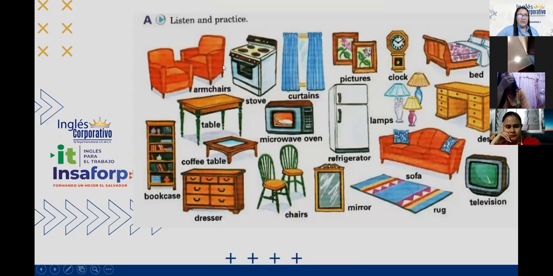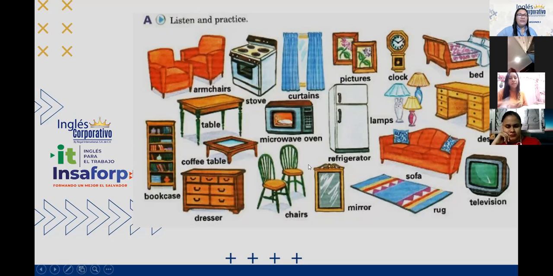So the vocabulary: armchairs, the stove, curtains, pictures, clock, bed, table, coffee table, microwave oven, refrigerator, lamps, bed, desk, sofa, television, rug. The television looks very old, right? It's not very modern. Mirror, chairs, dressers, bookcase. Okay, what do you have in your living room? What do you have in your kitchen? What do you have in your bedroom? What do you have in the bathroom?